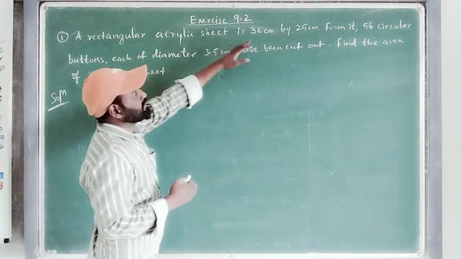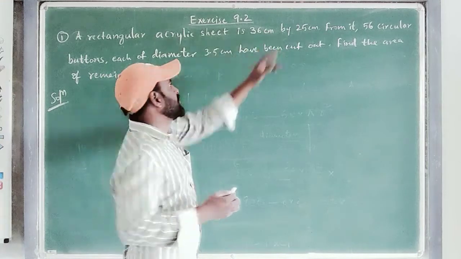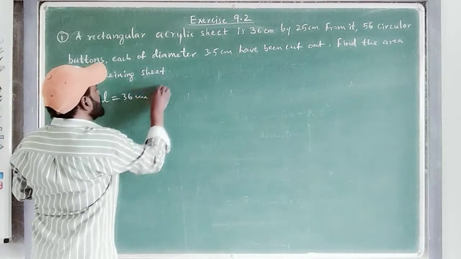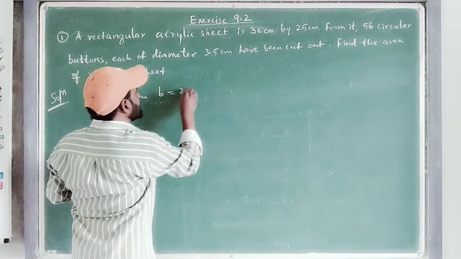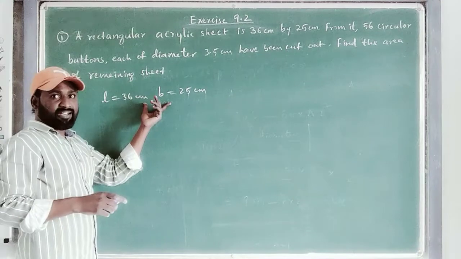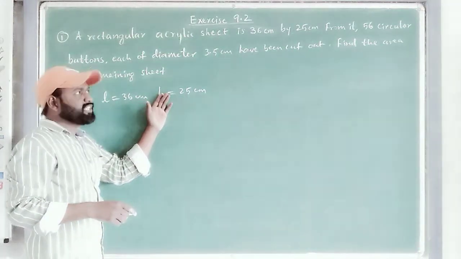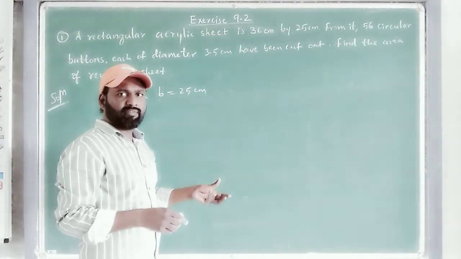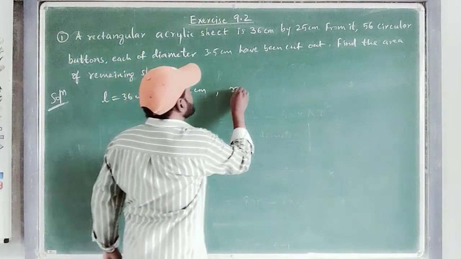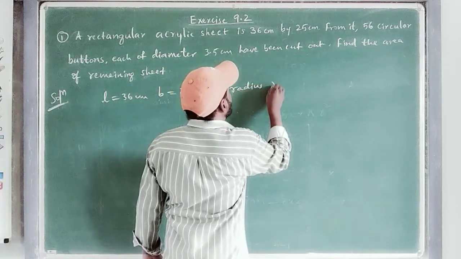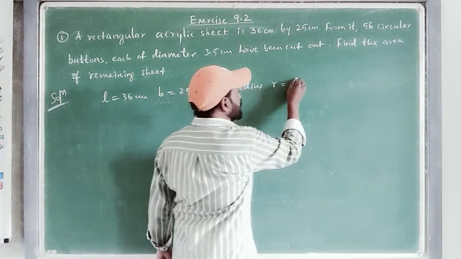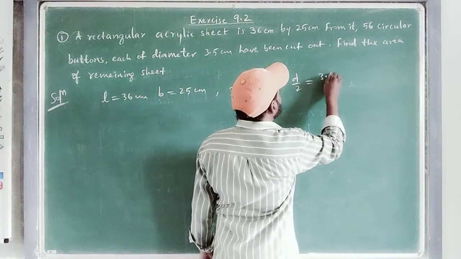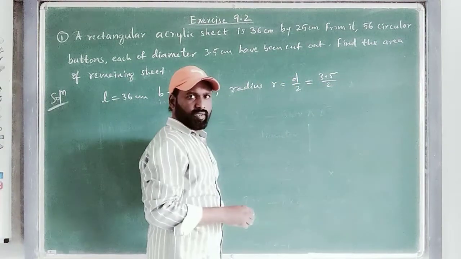So dimensions of the rectangular sheet, what length and breadth are given. So L, length is equal to 36 centimeters, breadth is equal to 25 centimeters. These are the dimensions of the rectangular sheet. From the rectangular sheet, 56 buttons are made. The buttons are in circular shape. So circle will be having the radius, right? So radius R is equal to diameter by 2, so D by 2. Diameter is how much given? 3.5. 3.5 by 2.